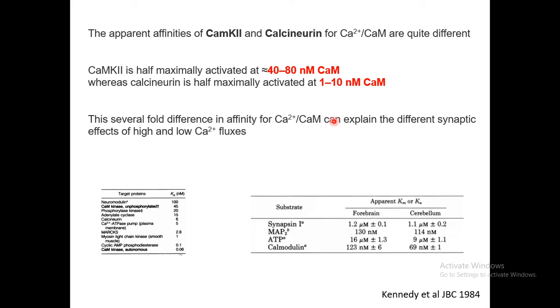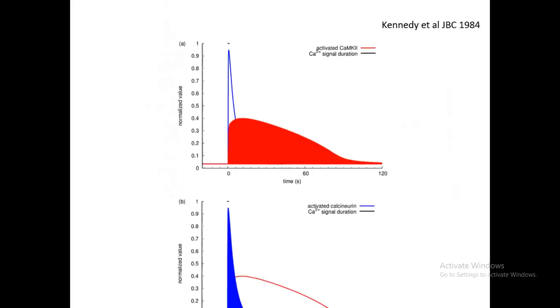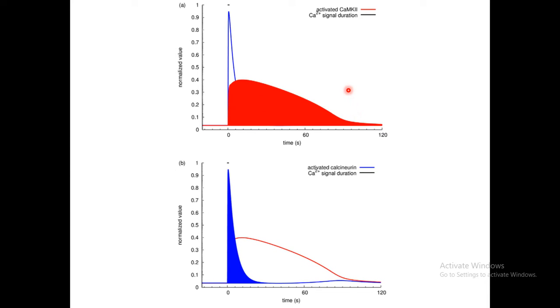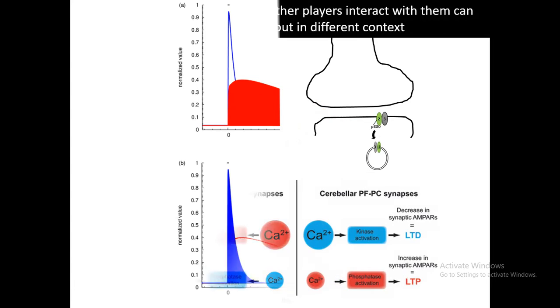Now, what is exactly happening? Why does CAMK2 require a high level of calcium? It has been shown that CAMK2's Km value is pretty high. That means its affinity towards calcium and calmodulin is pretty low. Whereas another phosphatase, calcineurin, has a very high affinity, and thereby a very low Km. Modeling studies have shown that CAMK2 activity persists for a long time, whereas calcineurin activity doesn't persist for a long time.